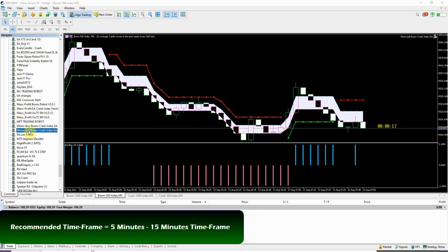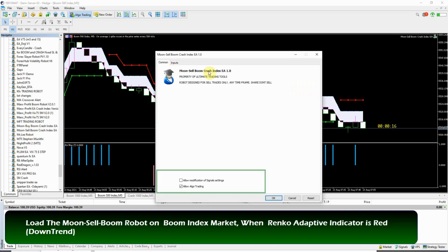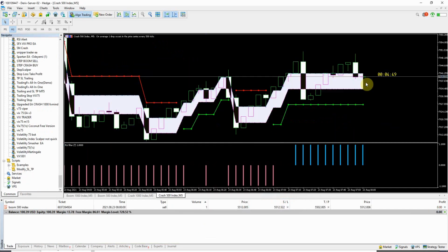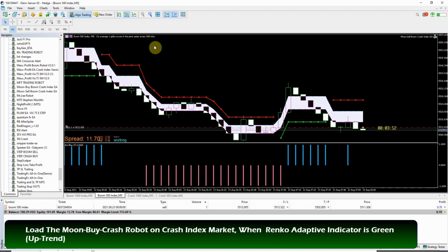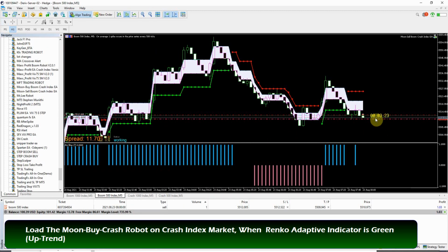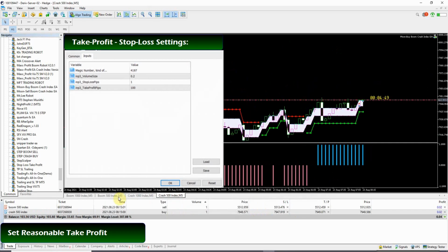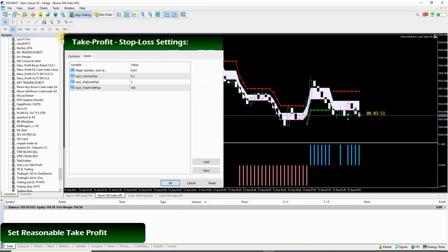This strategy works best in 5 minutes time frame to 15 minutes time frame. I will be using 5 minutes time frame on this video. Load the sell robot on boom index market when the adaptive Renko trend is showing downtrend momentum in red color. Load the buy robot on crash index market when the adaptive Renko trend is showing upward momentum in green color. You can set your preferred take profit points or set them manually using the previous highs and lows. I will be sharing my preferred set files.